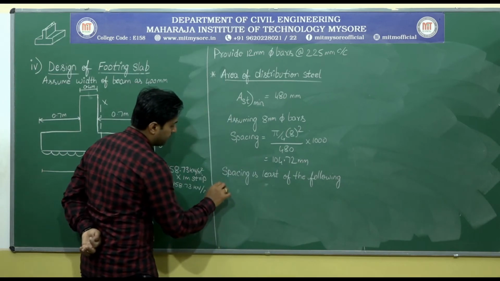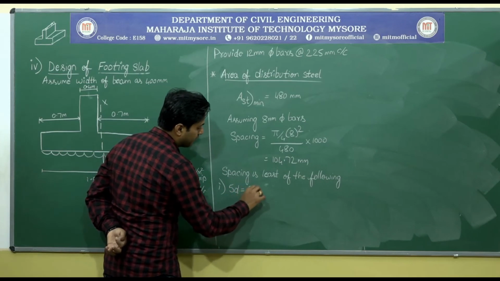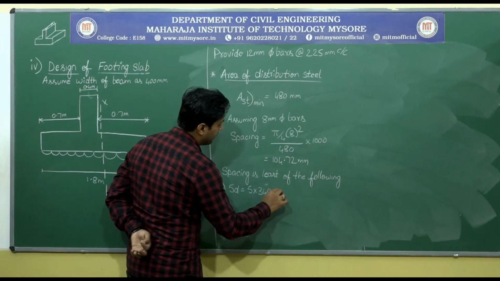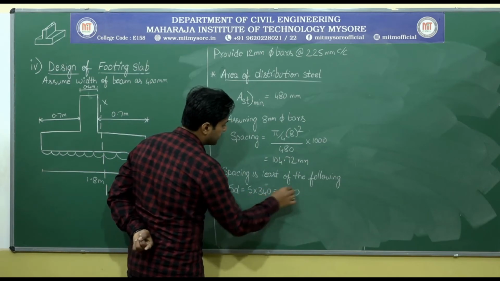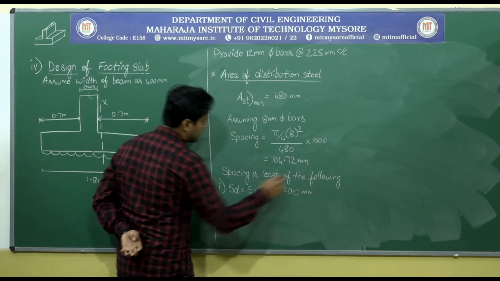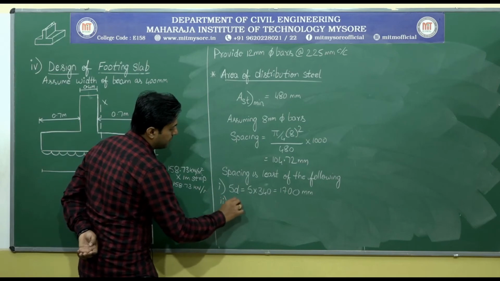So what is the first one? It is 5 times the effective depth. I think you people remember all these things. So 5 times the effective depth is 340. So zeros are 0, 5 fours are 22 carry, 5 threes are 15, 17. So it is 1700 mm. The second one is 450 mm.